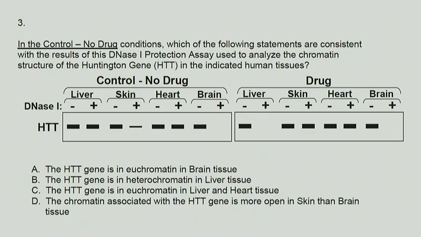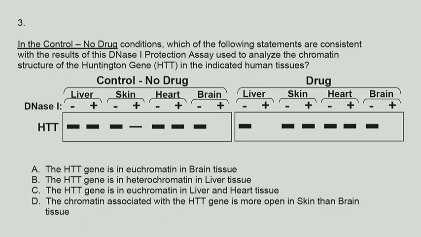Okay. So, moving through this, right? Part 1, is the Harringtonian gene in euchromatin in brain tissue? What does euchromatin mean? Open chromatin, right? So is it in open chromatin in the brain? Yes, right? So you've lost the band.